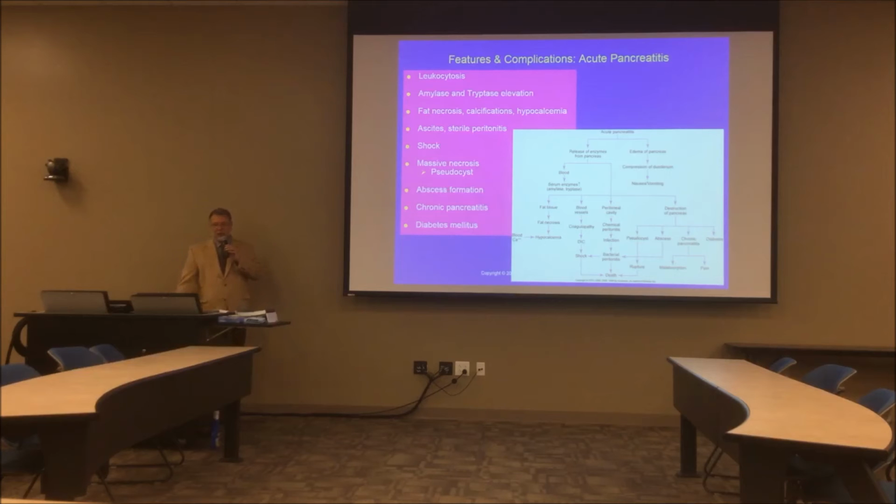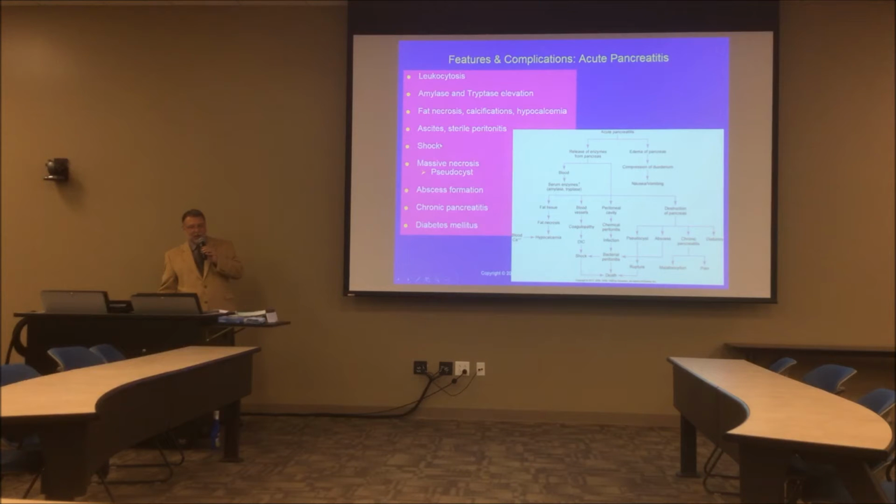Some features and complications. You're going to have a high white blood cell count. You're going to have elevation of these enzymes. You're going to have other situations such as fatty necrosis, some calcifications, and even hypocalcemia. If this drains into the abdominal cavity, it's not going to be contaminated or septic, so it's going to be a sterile type of peritonitis, but ascites is going to be there. The accumulation of fluid in the abdominal cavity is going to happen.